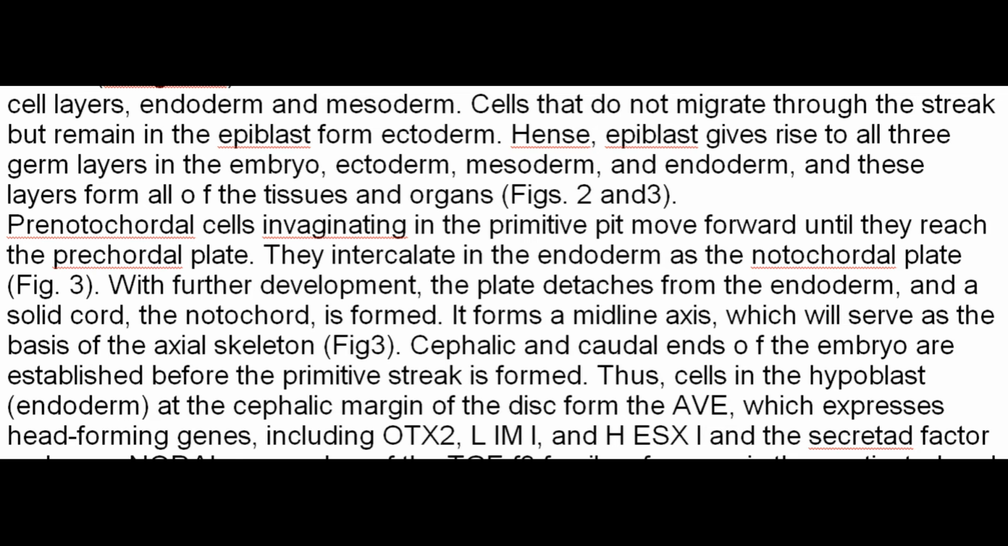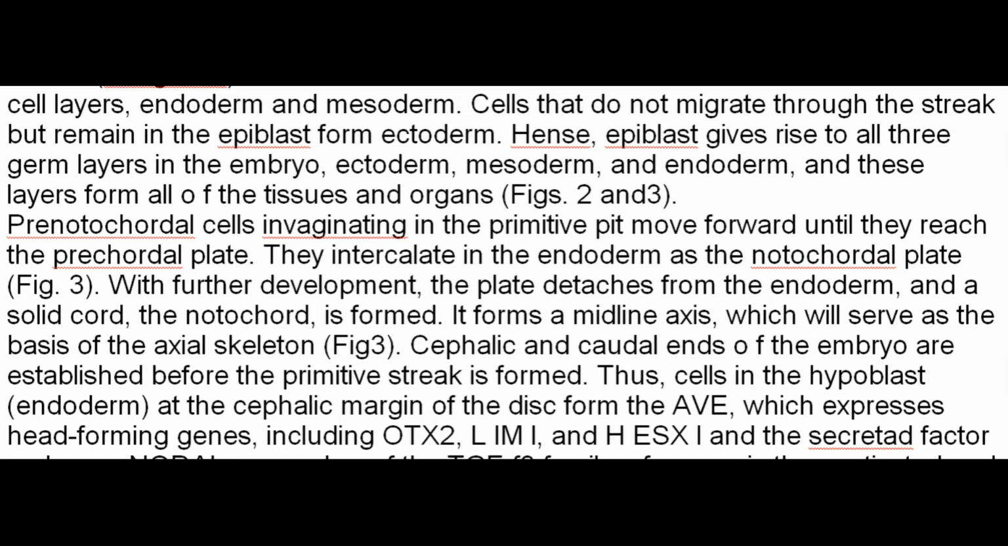Prenotochordal cells invaginating in the primitive pit move forward until they reach the prechordal plate. They intercalate in the endoderm as the notochordal plate, Fig 3. With further development, the plate detaches from the endoderm, and a solid cord, the notochord, is formed. It forms a midline axis, which will serve as the basis of the axial skeleton, Fig 3. Cephalic and caudal ends of the embryo are established before the primitive streak is formed.